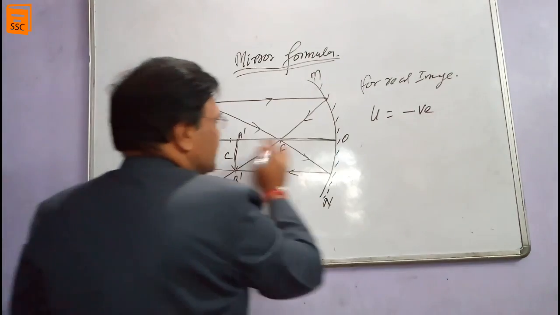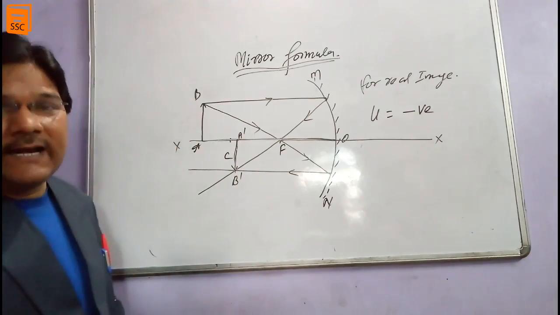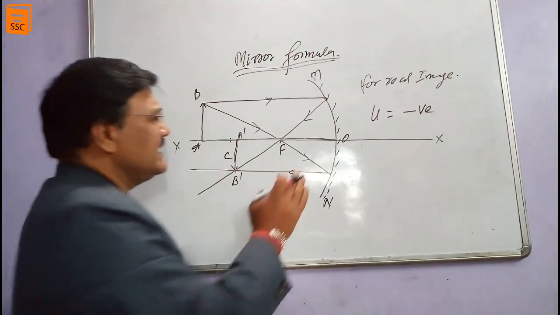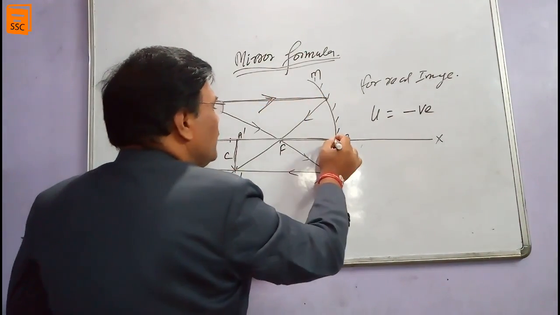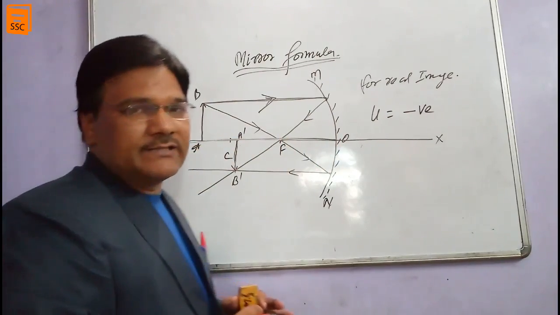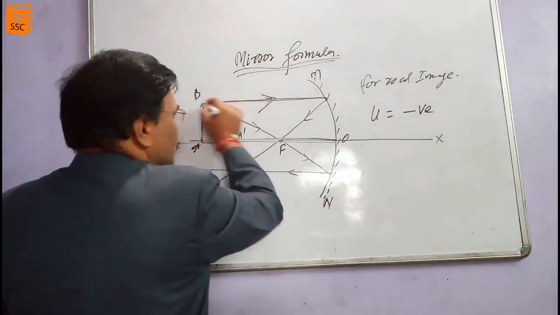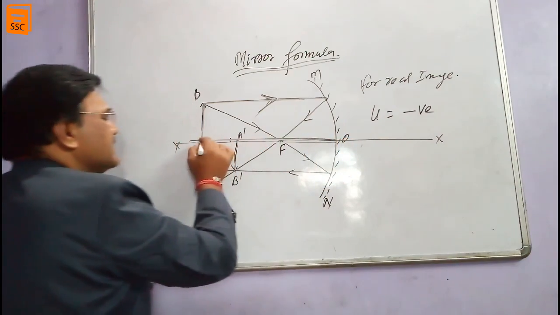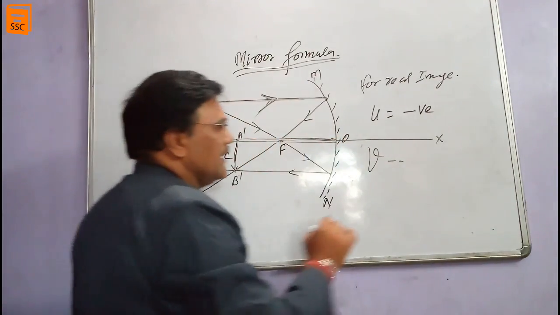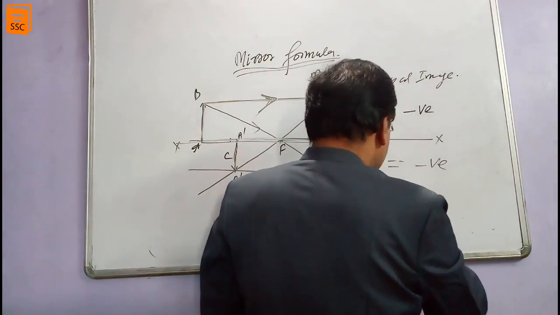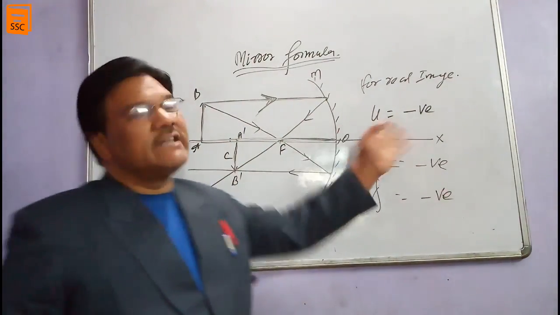Let us consider the principal axis as a number line. All distances are considered in the direction opposite to the incident ray. If you take distance in the direction opposite to the incident rays, then it is negative. So where is U? This one is U. This is the direction of the incident rays, and we consider it as this, so it is negative. And what about V? V is also here, so it's also negative. And F is also negative. In all cases, U is always negative.